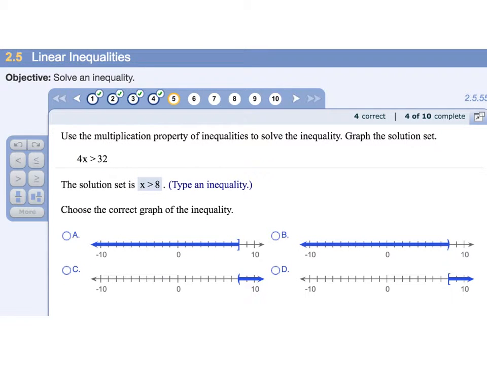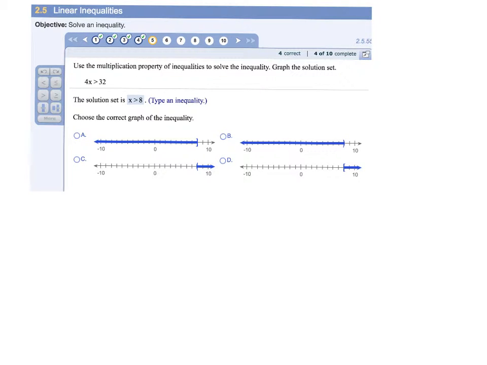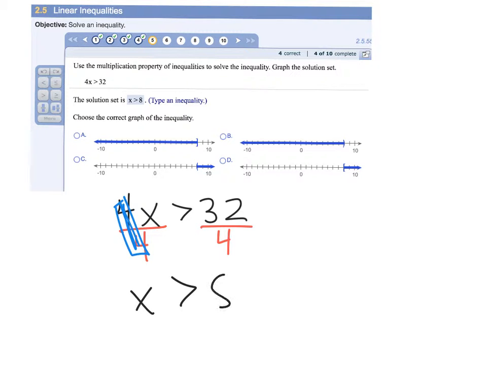Now we're going to solve, but this time we're dealing with multiplication. So we have to be careful with that rule, which is if you multiply or divide by a negative, that means you need to reverse the symbol. But in this case, we don't have anything to worry about because everything is positive. We're going to divide both sides by 4, so that becomes 1. So we end up with x is greater than 8.